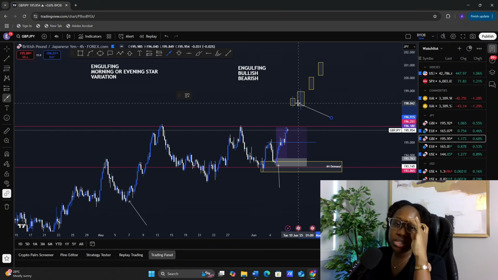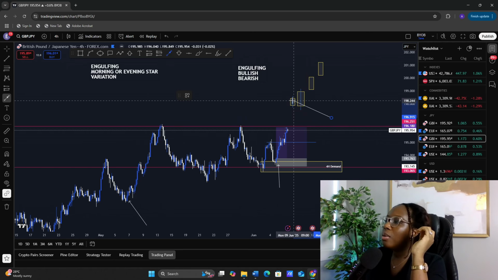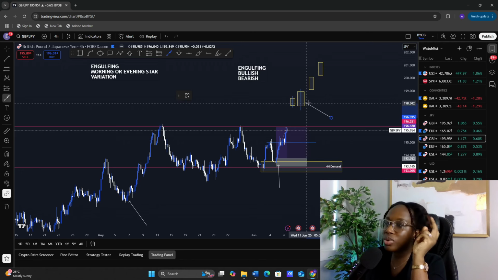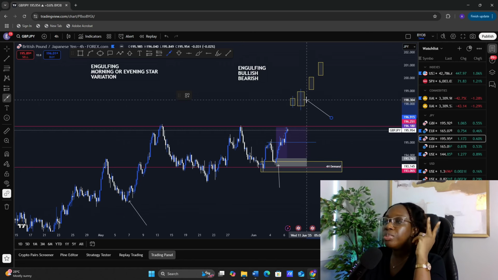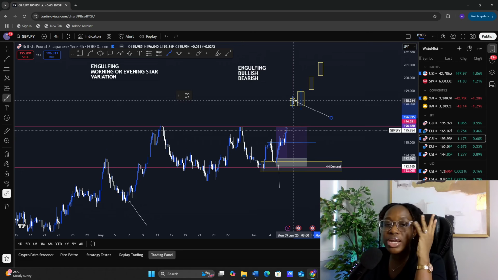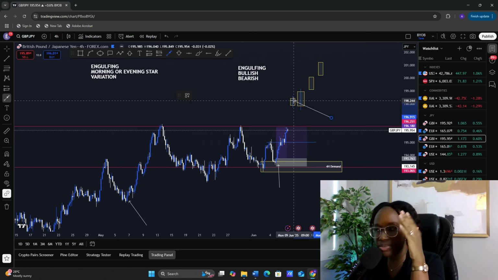That's what we're looking at, the body of the candle. So first things first, we need to have a bearish candle followed by a bullish candle, and then the body of the bullish candle has to be bigger than the body of the bearish candle. That is what a bullish engulfing candle is.